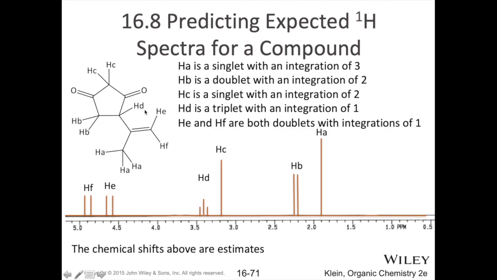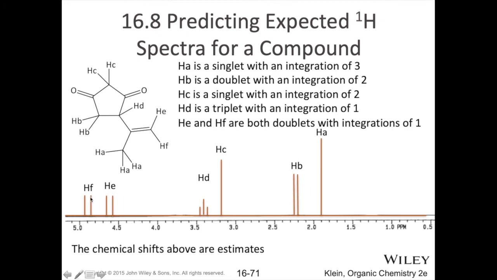Hydrogens D, E, and F will each have integrals of 1. Hydrogen D is close enough, within 1, 2, 3 bonds of hydrogen B, so it gets split into a triplet by the 2 hydrogen Bs. Hydrogens E and F will split each other, but they aren't close enough to anything else to be split any further. So you actually don't see any complex splitting pattern here. Hydrogens E and F are each doublets.